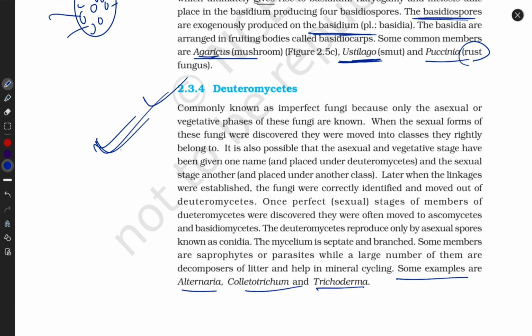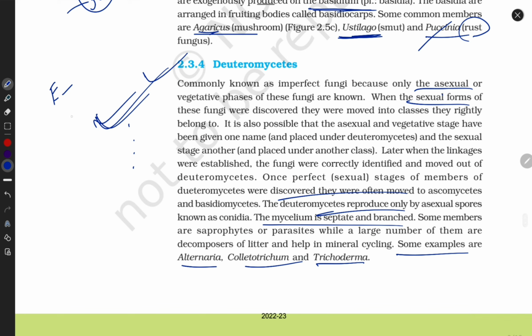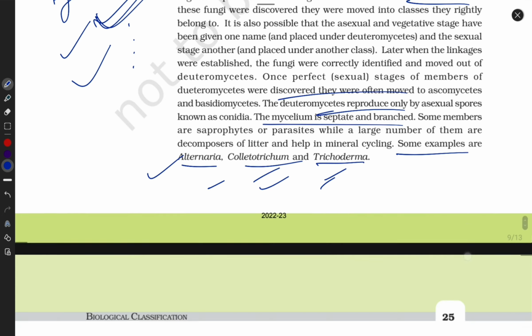Normal one to five properties, that's it, guys. No hard and fast rules. How they reproduce sexually, how they reproduce asexually, what kind of mycelia they have. Some properties are common: they are eukaryotic, they have a true nucleus and organelles. You can write this very easily, and you have to remember it. Alternaria, Colletotrichum, Trichoderma are examples of Deuteromycetes. You have to learn this if you want full marks. There is no shortcut.